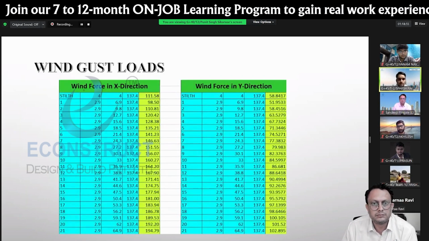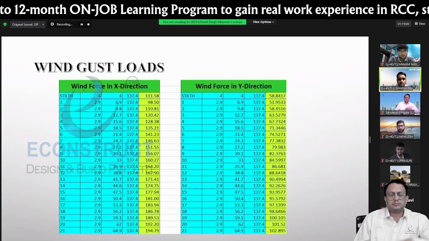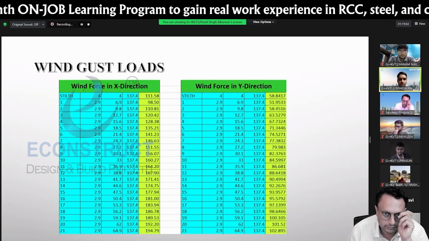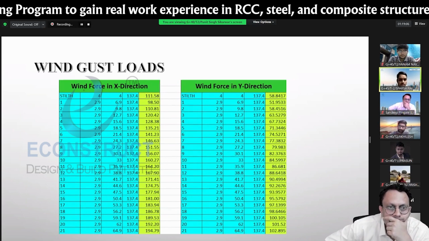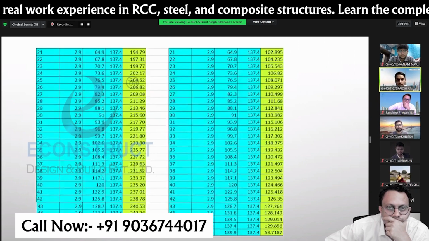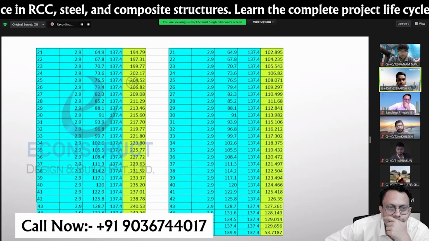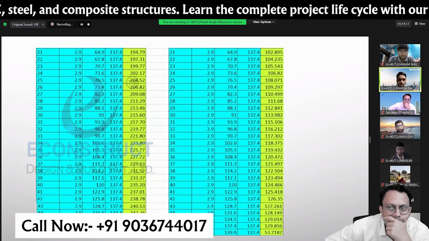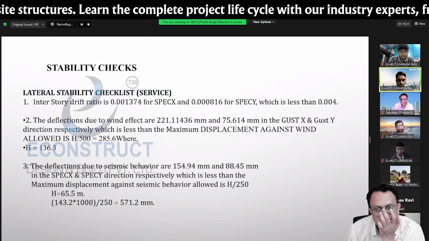Next slide, please. These are the wind gust loads. After calculation, we got this load. The maximum wind load which we are getting is in the X direction. This is from the still to the 21st floor, and in the next slide, we'll get from 21 to the HTLMR. The maximum deflection in the X direction is 245.63 kilonewtons.